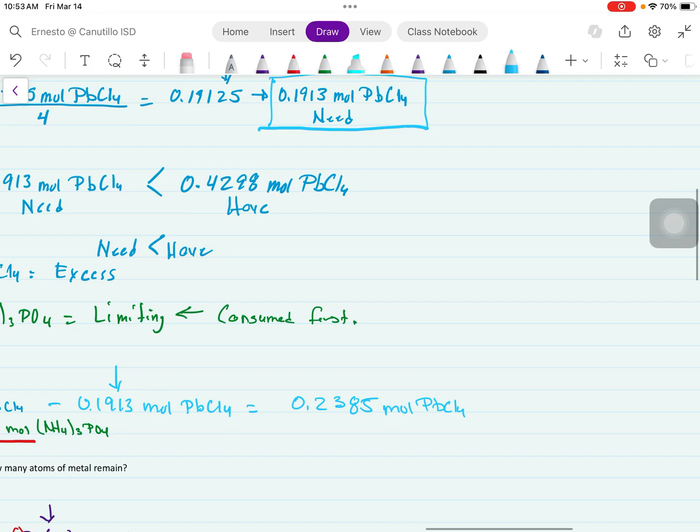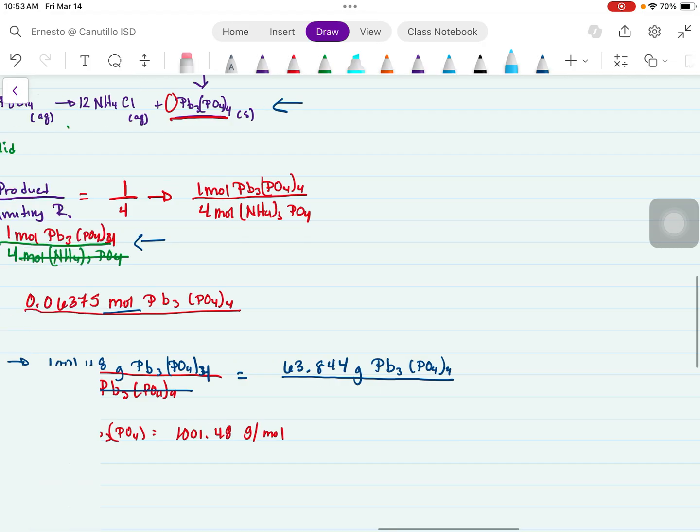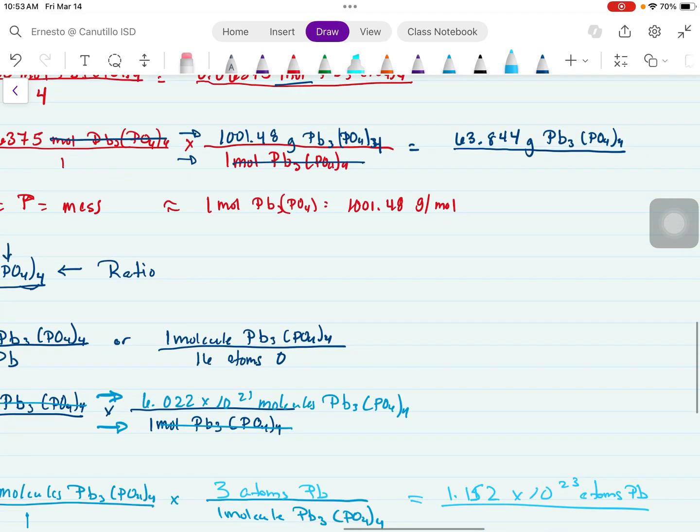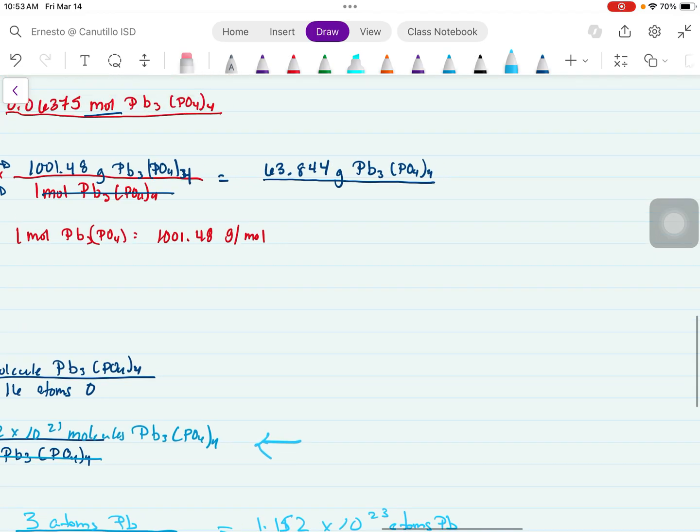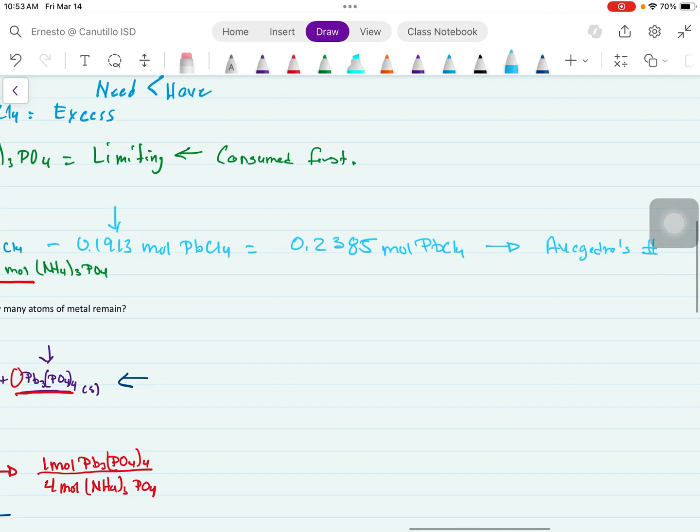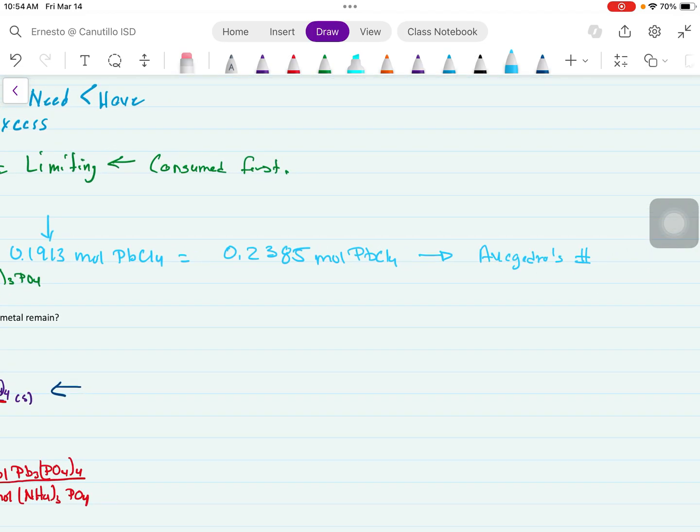Now, to convert that to molecules, you're going to do exactly the same thing. You're going to use Avogadro's number, which is 6.022, and you're going to set up this problem here. I don't want to do it twice because I'm trying to keep the video short, but you would take the number of moles, use Avogadro's number, and figure out how many molecules remain unreacted.